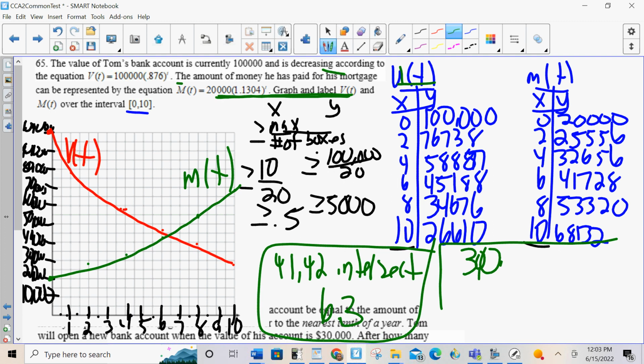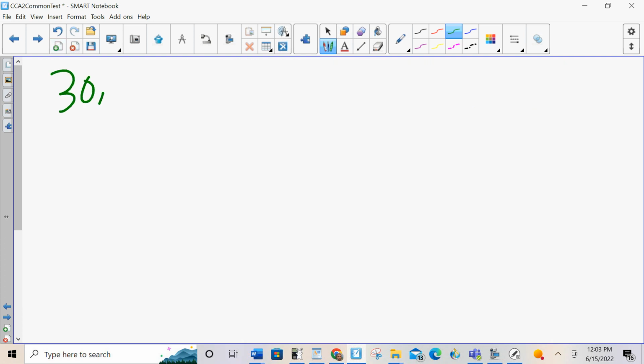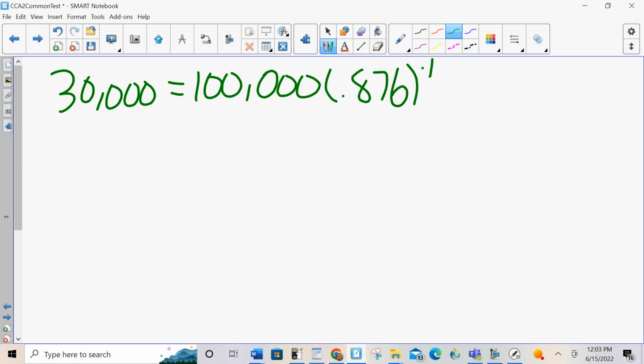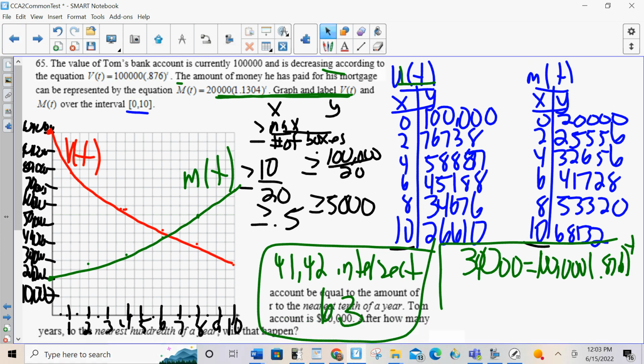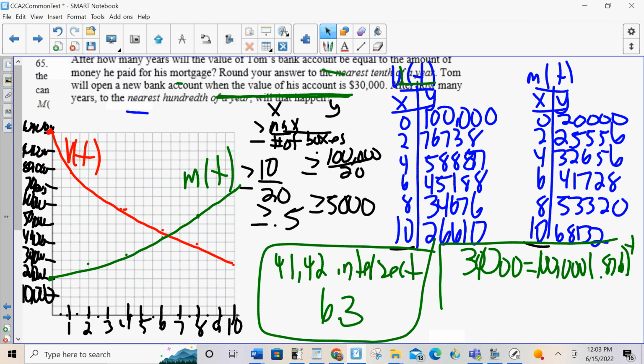So I'm replacing V of t with 30,000, so 30,000 equals 100,000 times 0.876 to the power of t. I'm going to pull that onto a new slide here, and solve it two ways. Does it say to solve it algebraically? Well, it's kind of hidden at this point.